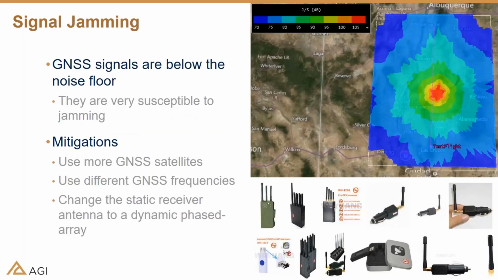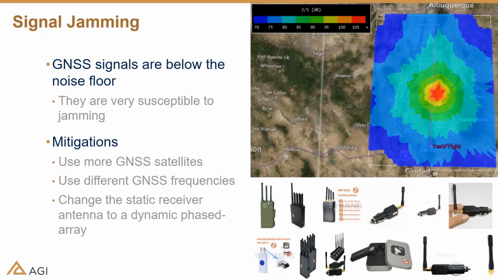So moving on from terrain, let's talk a little bit about signal jamming. If you could whisper at 1.57 gigahertz, you would completely blow out your GPS signal on your receiver. The signals are well below the noise floor. They are very susceptible to jamming.